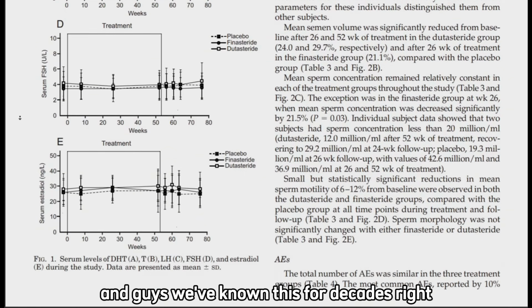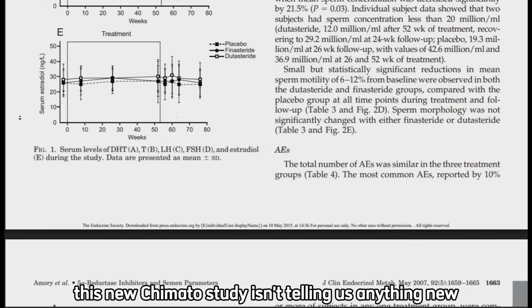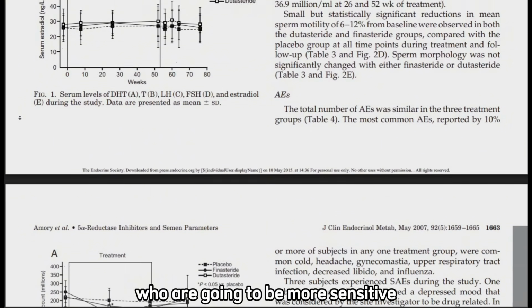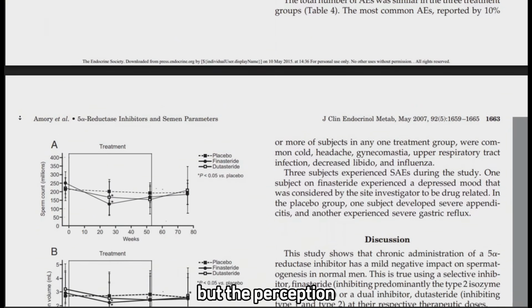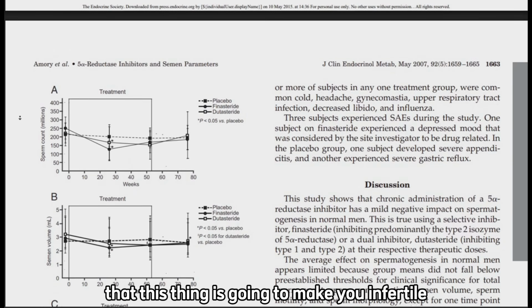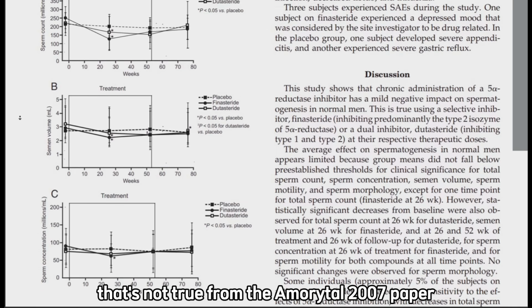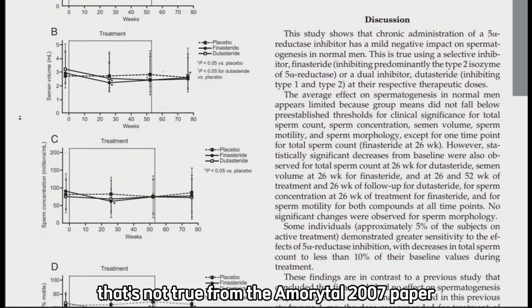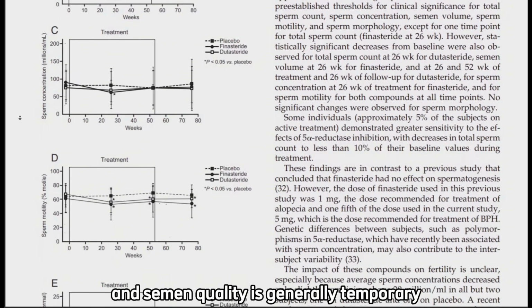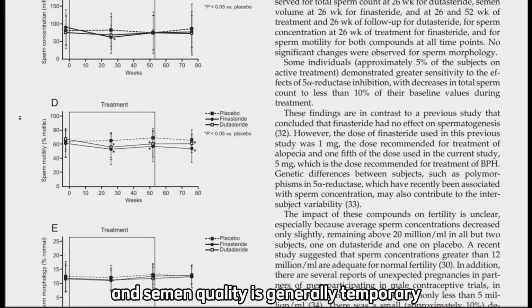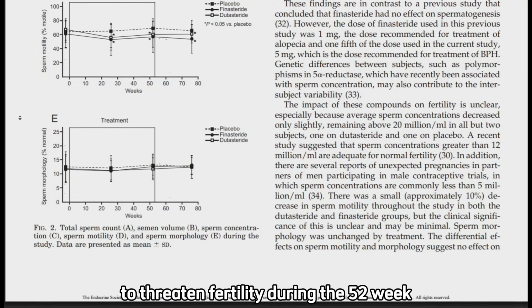And guys, we've known this for decades, right? This new Kim et al. study isn't telling us anything new, right? There are some people who are going to be more sensitive to 5-alpha reductase inhibitors. But the perception that this thing is going to make you infertile over time? No, that's not true. From the Amory et al. 2007 paper, it is clear that the impact of dutasteride on semen quality is generally temporary and not severe enough in most men to threaten fertility.